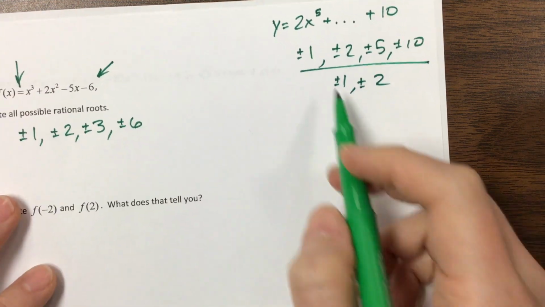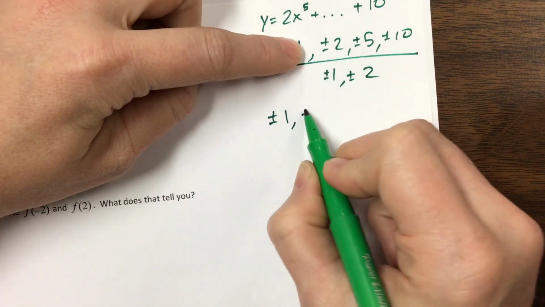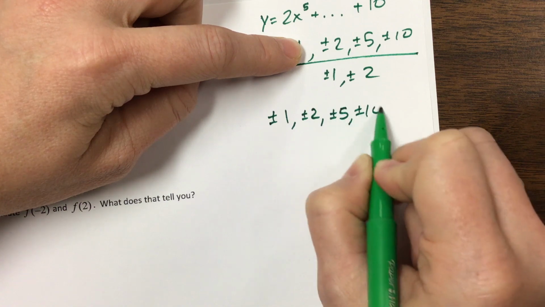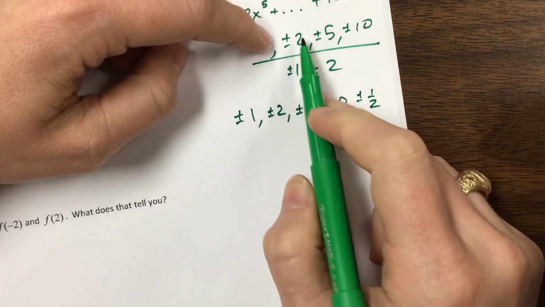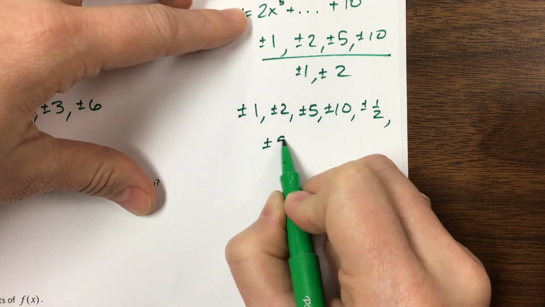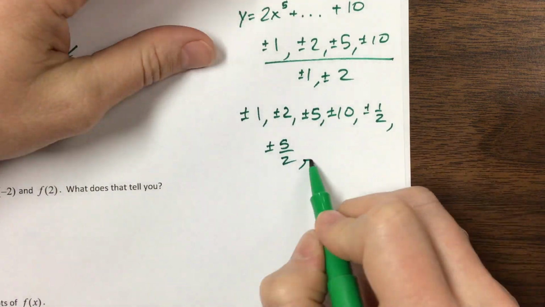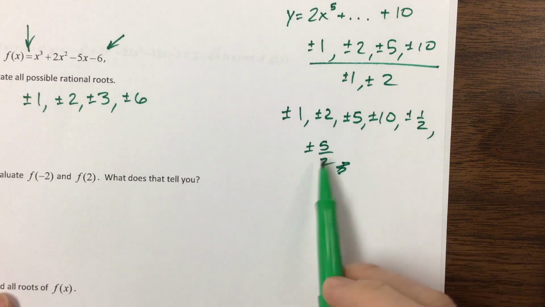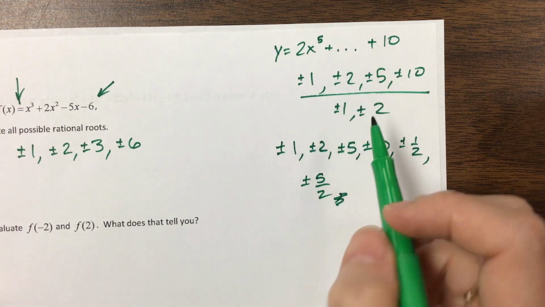I would expect you to write this out. So it's 1 divided by 1, 2 divided by 1, 5 divided by 1, 10 divided by 1, and then I can divide by 2. So then I have plus or minus 1/2. 2 over 2 is 1, and I've already written that down. And then I have plus or minus 5 over 2. And 10 over 2 is 5, and I've already written that down. So those would be my possible rational roots. I have 2, 4, 6, 8, 10, 12 possible rational roots if this polynomial actually has rational roots.